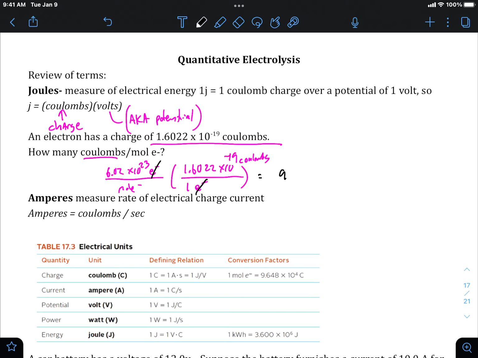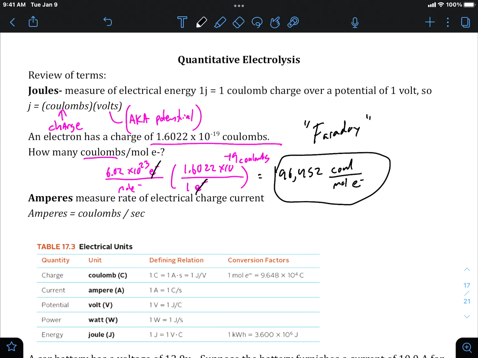Which is 96,452. Okay, this number is going to come up over and over again. So this number here has a name. It's called a Faraday, right? And it's how much charge there is in a mole of electrons, right? Oftentimes it's rounded. A lot of times it's just written as 96,500 coulombs per mole, or 96.5 kilocoulombs per mole, but you'll see it a bunch of different ways. You'll see the rounded form of it, and it's okay to do that.